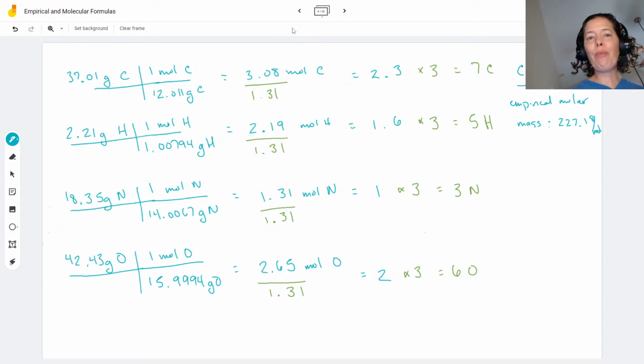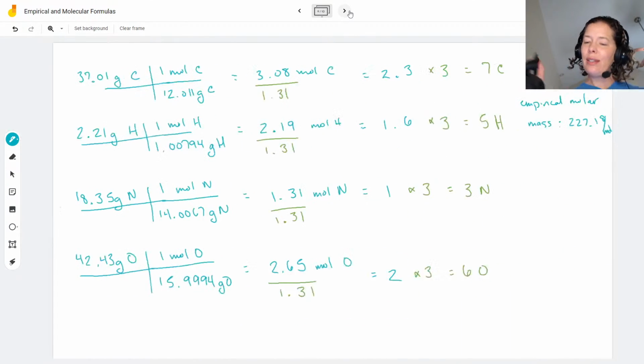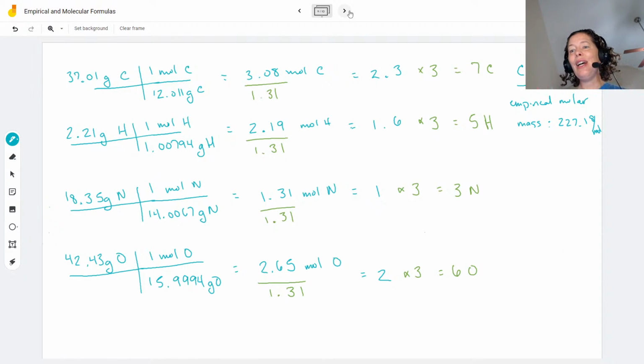Sorry, I have to squeeze that in a little bit. So let's go back to our problem and see. Okay, so you can see here, the molar mass of our compound is the exact same thing. So thankfully we don't have any more multipliers, right? So our empirical formula is our molecular formula in this case, which is good because this is already a pretty big molecule there.